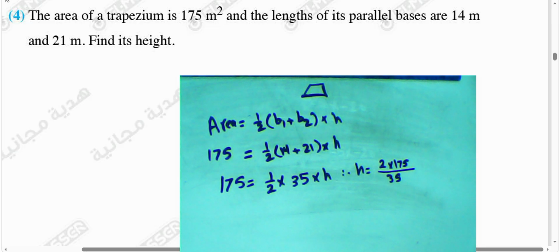Okay, the result will be 350 divided by 35 equals 10. Then the height will be 10 centimeters. Next question.